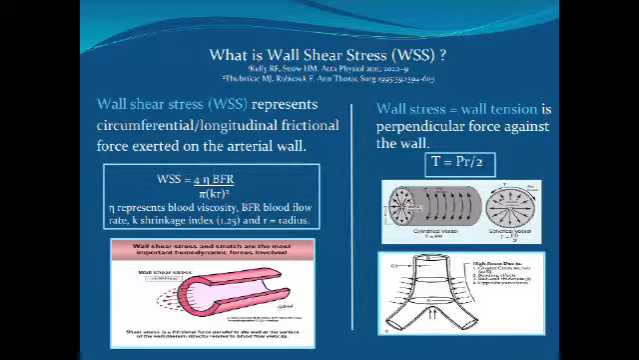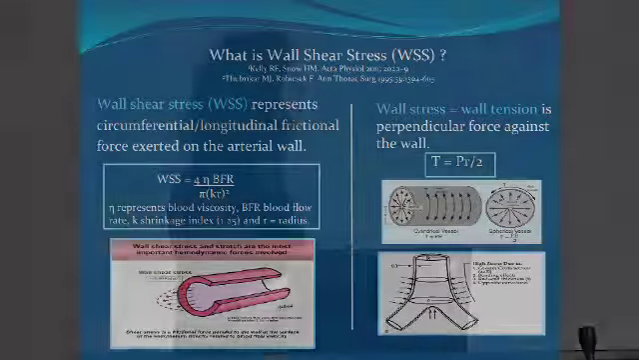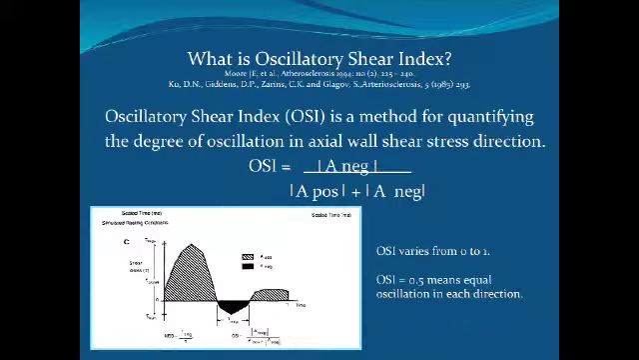As I understand it, wall shear stress is actually different than wall stress. It represents circumferential and longitudinal frictional force exerted against the wall. If you will, it's almost as if your hand is the blood, and it's swirling along and swirling along. And as it hits the wall, it has a stress against the wall that is a shearing stress, as opposed to wall tension. So a little bit different. The equations to calculate it are different. And what we're talking about for atherosclerosis is this shear stress. It has to do with the viscosity of the blood, the flow rate, the radius of the vessel, and then a shrinkage index.